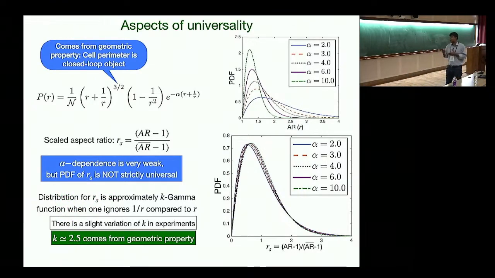But this is not a good approximation because R is of the order of 1, and therefore one will not get this particular distribution. So there is a variation when one fits the experimental data, a variation of k. It goes from 2 to 4 or something like that.